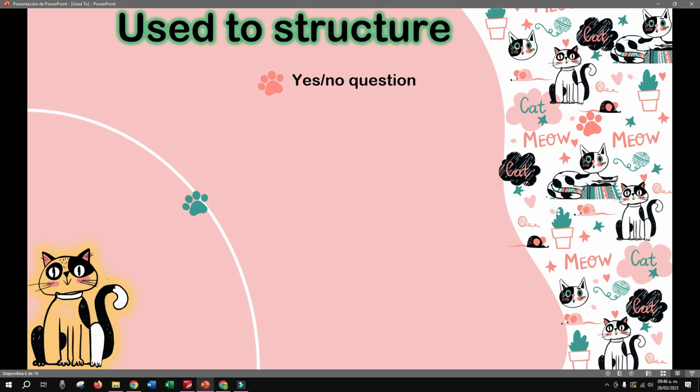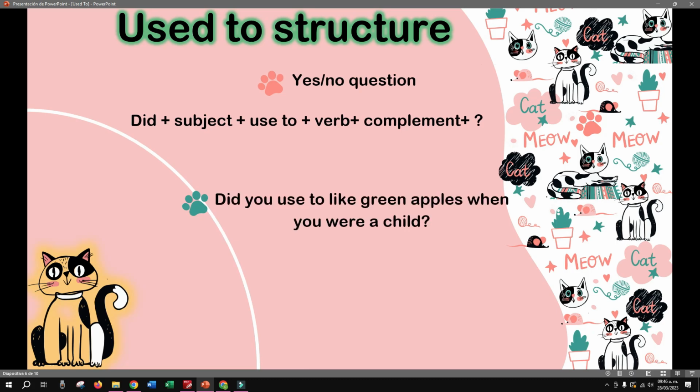the interrogative? Also we can have yes/no questions when we use that structure, right? First, "did," that is our auxiliary, then the subject, the "used to" without the D, and the verb in the base form, complement, and question mark. Don't forget the question mark. For example, did you used to like green apples when you were a child? That's a yes/no question, right?